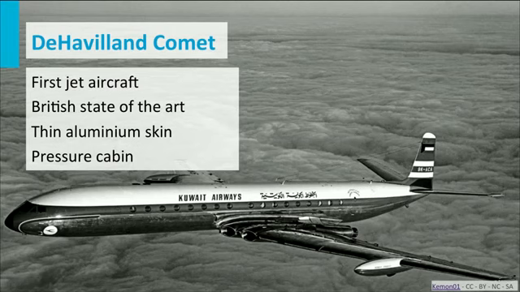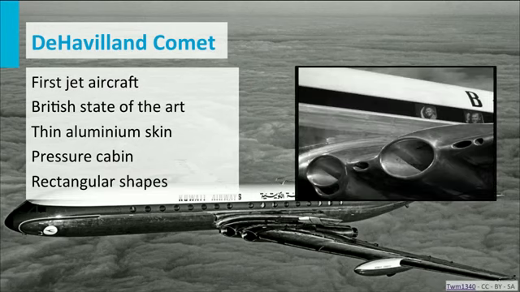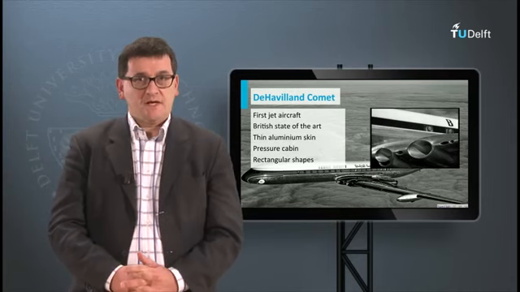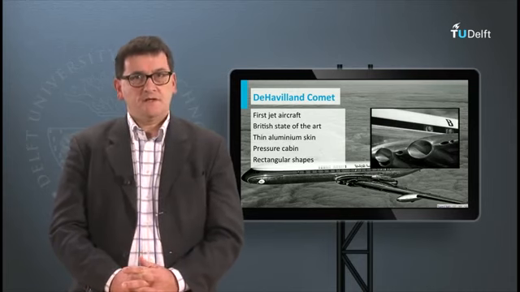After grounding the aircraft and thorough investigation, metal fatigue at rectangular shapes was proven to be the cause of these accidents. Up to that moment, metal fatigue was underestimated. Due to some unfortunate design choices, the Comets fatigued and failed during flight.